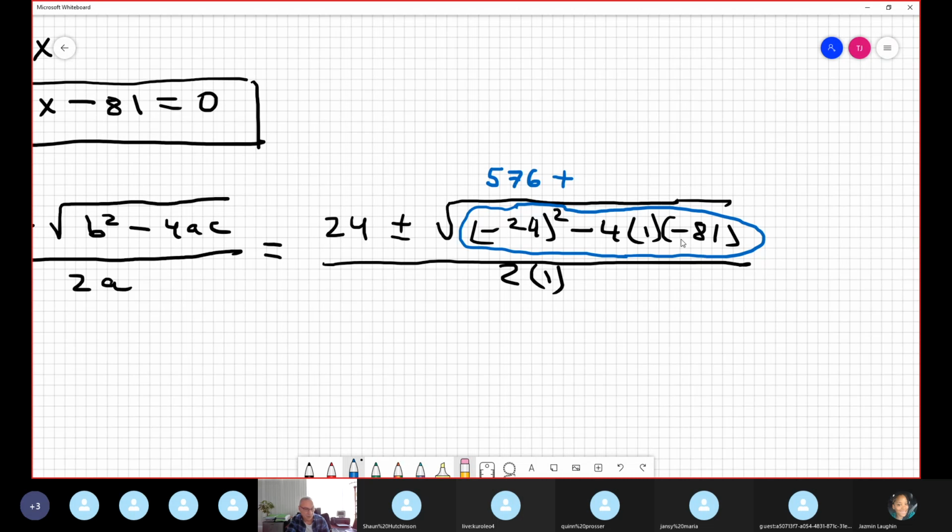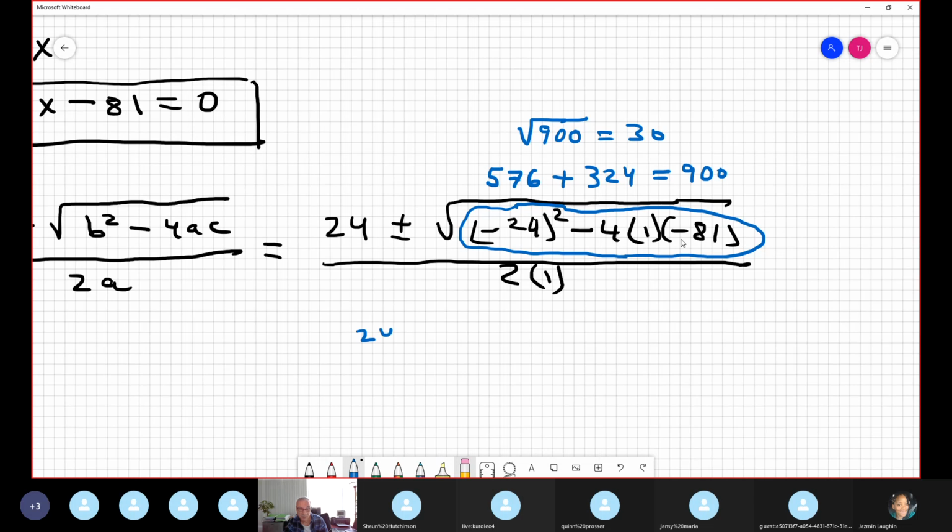Entonces we have 81. 81 times 4 is 324. And 324 plus 576 is 900. Nice. And the square root of 900 is 30. Right? Makes sense, right? Not necessarily calculate, because the square root of 9 is 3, the square root of 100 is 10, no?